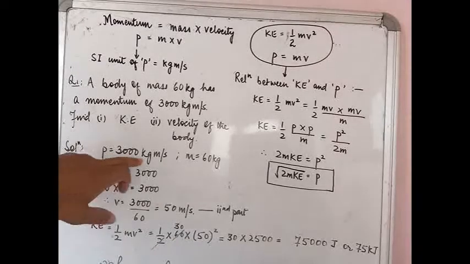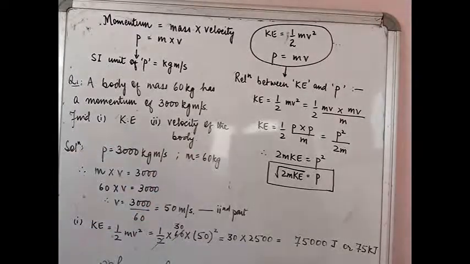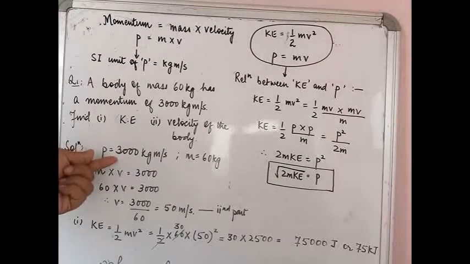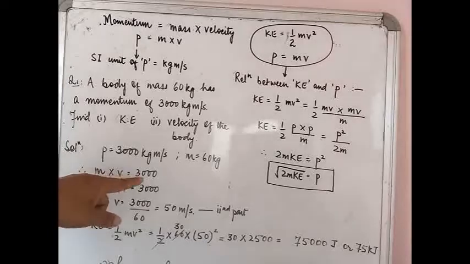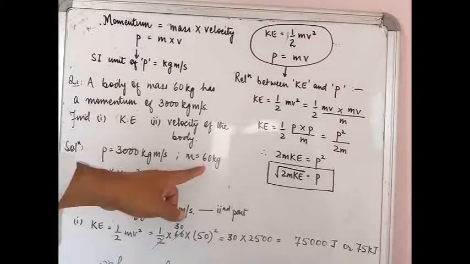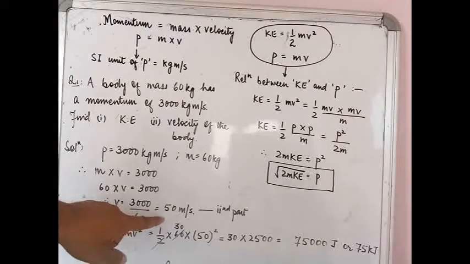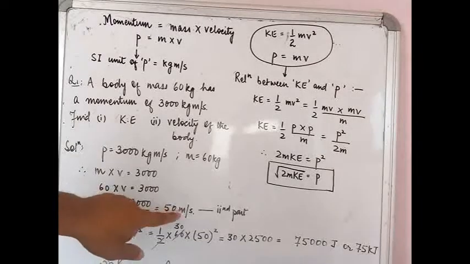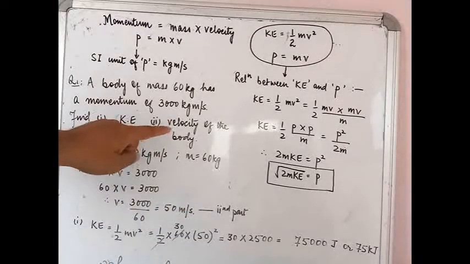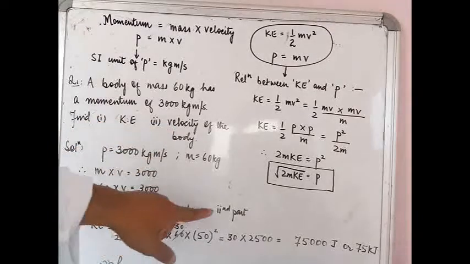We know the p value, which is the momentum value, we know the mass value. Momentum, we already know, has a formula m into v. So m into v is equal to 3000. The m value will be replaced over here, so 60 goes that side, it divides, and you get the value of velocity as 50 meters per second. So the second part, as you can see, has been obtained first.